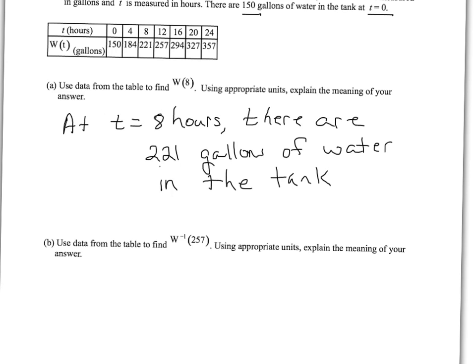Okay, use the data from the table to find, what does that mean? It's 1 over, inverse. What is inverse? What happens with inverse functions? Opposite. Basically what that means is you're trying to find the hours when the gallons are 257. That's exactly what that means. You're trying to find the number of hours, but with inverse functions, remember the x and the y change places.